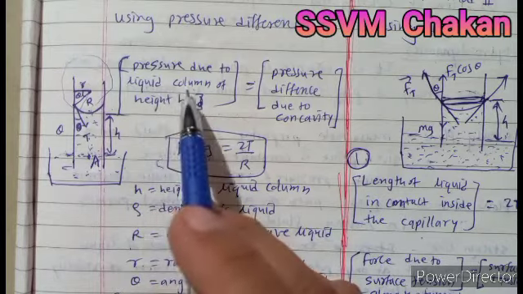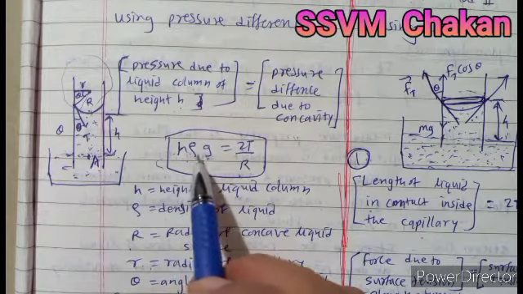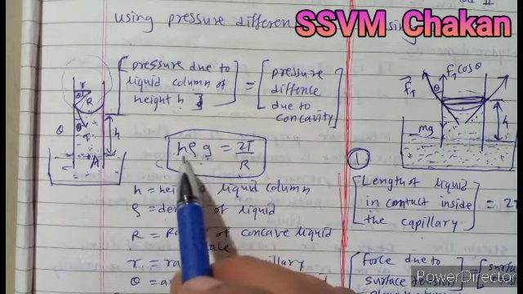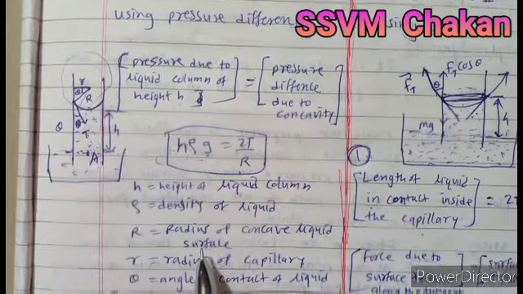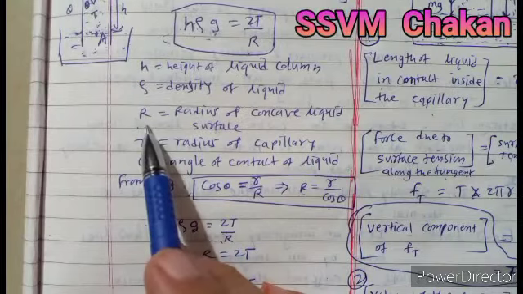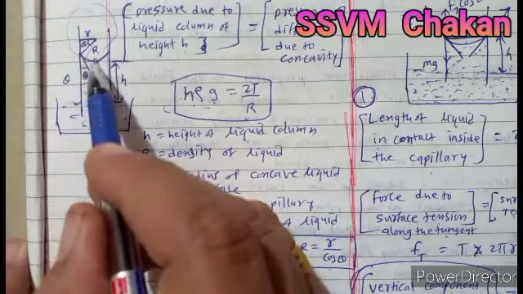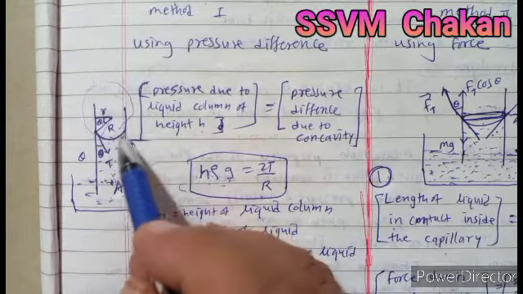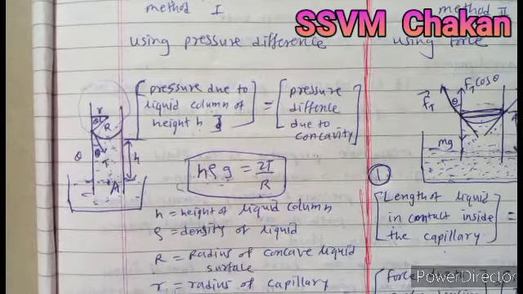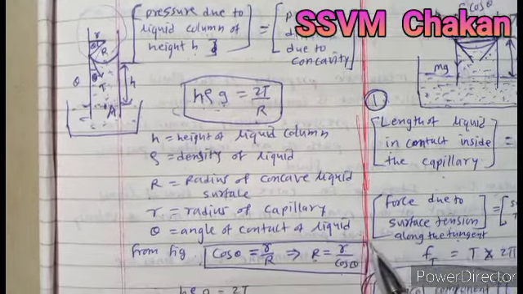So we calculate the pressure due to this liquid column at point A. Pressure due to the liquid column of height h, we know the formula, that is h rho g, where rho is the density of the liquid, g is the acceleration due to gravity. h is the height of the liquid column, rho density of liquid, capital R radius of the concave liquid surface. If you extend it, it gives a circle, and it has a radius, and that radius we denote by capital R. Small r is the radius of the capillary. Theta is the angle of contact of the liquid.